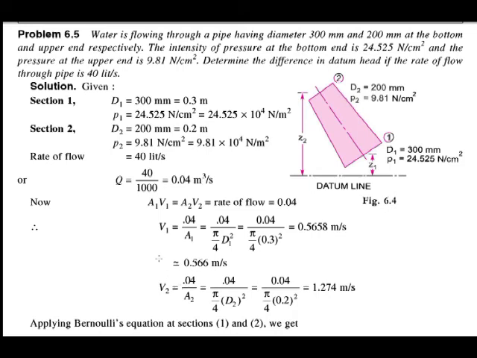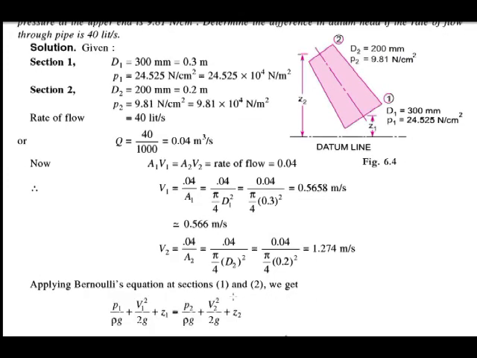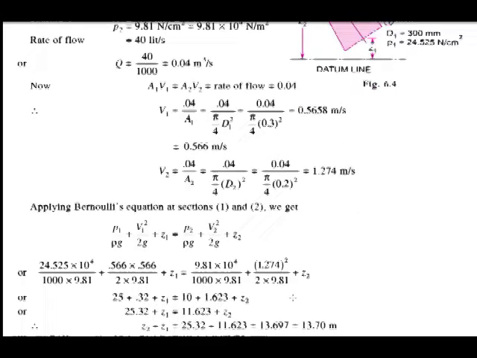So from that relation, the formula for V1 is Q upon A1. Q is 0.04 upon A1, which is pi by 4 D1 square, means pi by 4 into 0.3 square, which is equal to 0.5658 meter per second. Similarly, we have calculated the velocity at point 2, which is equal to 1.274 meter per second. Now we can apply Bernoulli's equation for sections 1 and 2.